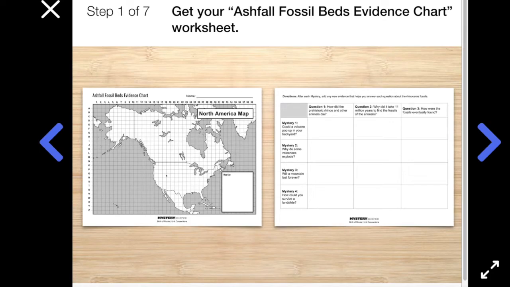Hi boys and girls. Now that you've finished watching that video from Mystery Science Doug, let's work on our Ashfall fossil beds evidence chart and worksheet. So for us it's not a worksheet, it's a jam. You're going to need to attach your Ashfall fossil bed jam to this assignment. If you don't remember how to do that, you can come to office hours and I will help you out. By searching Ashfall, that compound word, in the Google Drive, you should be able to find it.